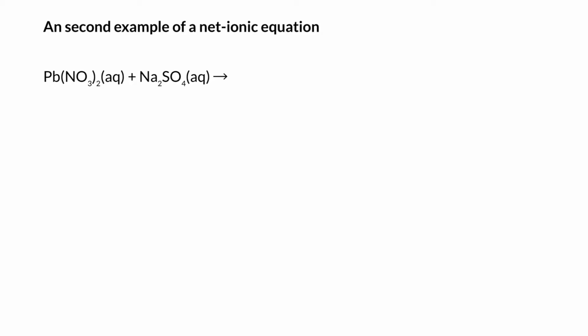Okay, let's look at another example of a net ionic equation. So here is some lead 2 nitrate, and it's reacting with sodium sulfate. So the question is, what do they form? And so underneath, we can go ahead and write the ions.